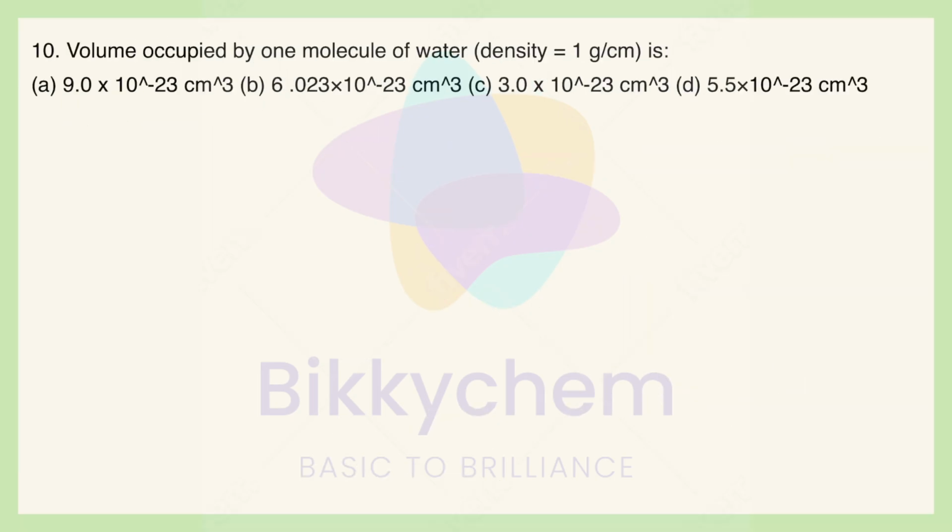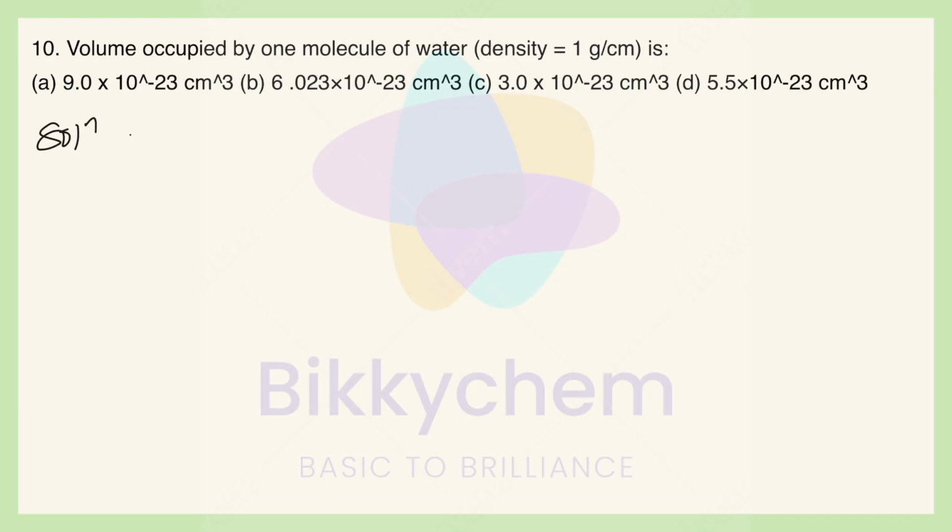Okay, now see this question. Volume occupied by one molecule of water should be equal to what? That is A, B, C, D is given. So we have given density of water, which is 1 gram per centimeter cube. So density is this much.